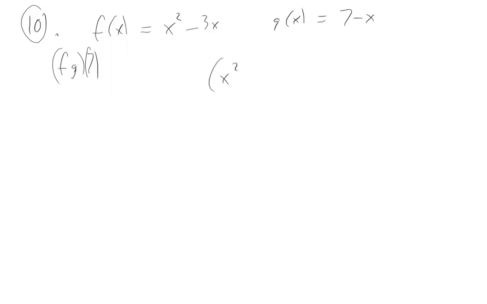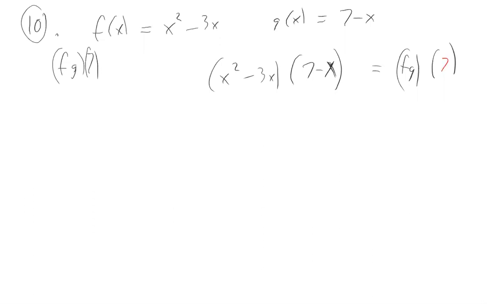You could take f multiplied by g, right? You could do that. If I did that, though, that would be called fg of x, right? But what it wants me to do is find fg of 7. So what I need to do is erase this x and plug in 7, right?